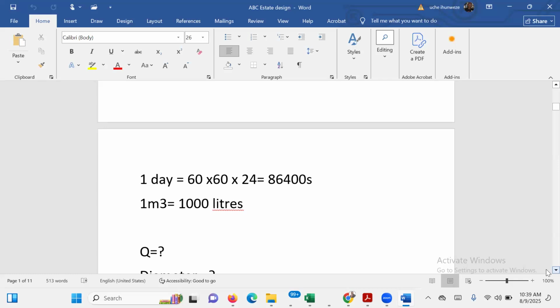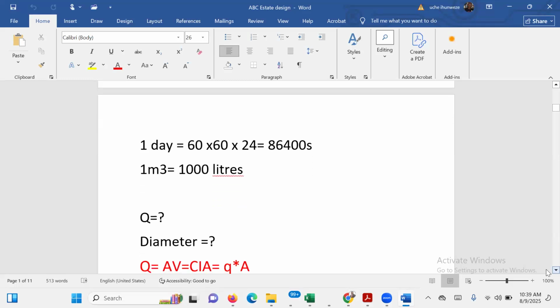So 1 day represents 86,400 seconds. And we also say that one meter cube is equivalent to 1,000 liters. So the question is, what is the Q and what is the diameter?